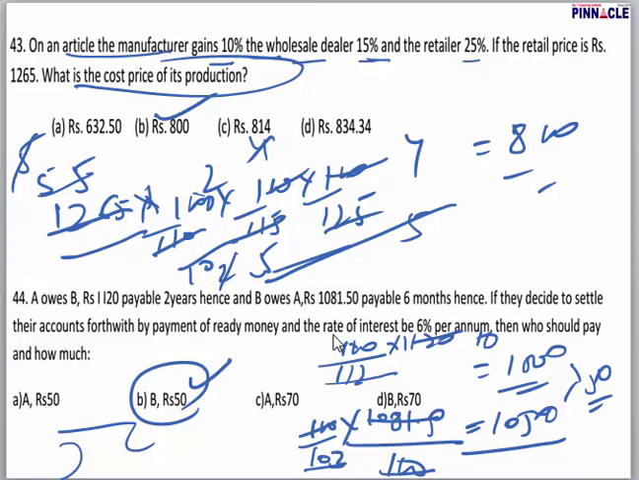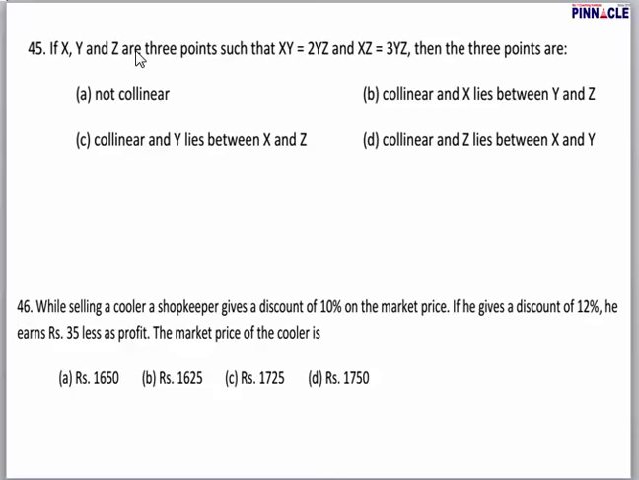The next question is 45. If X, Y, and Z are 3 points such that XY is equal to 2YZ. YZ is less, so XY is more. It means we can take Z here. For example, if YZ is 5, then XY will be more.